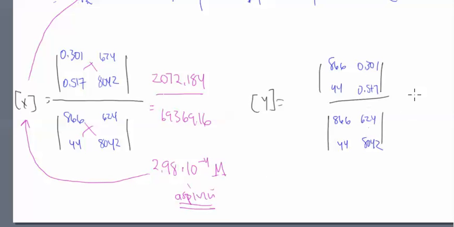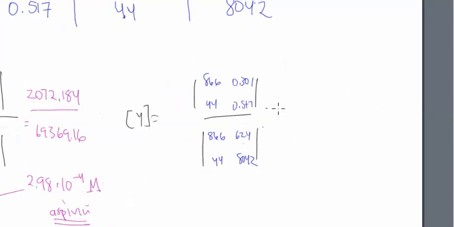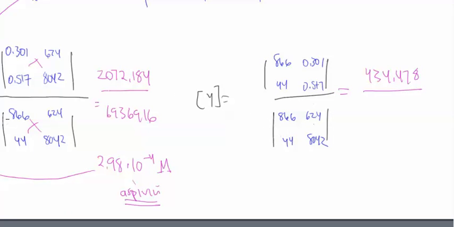Okay? And then for Y, I do the same exact thing. There's no difference in it. So we can solve that one really quick, just to make sure you're getting the same answer as I am. So 866 times 0.517, and I'm going to subtract that from 44 times 0.301, and I get 434.478. Now this is going to be the same number on the bottom, right? 866, 866, 44, 44, 624, 624, 8042, 8042. The matrices have the same denominator. So I'm going to divide that by 6936916, and I hit enter, and the concentration for my caffeine is 6.26 times 10 to the negative fifth molarity. And this is the concentration of caffeine in the mix.